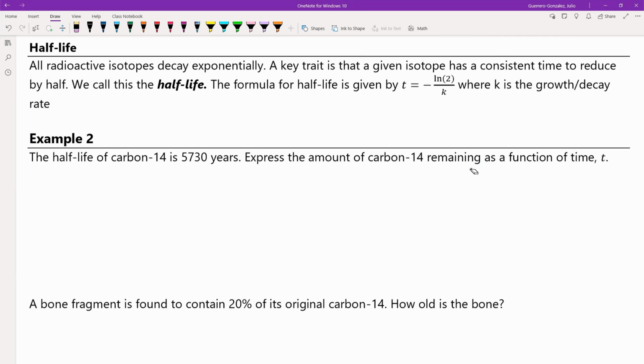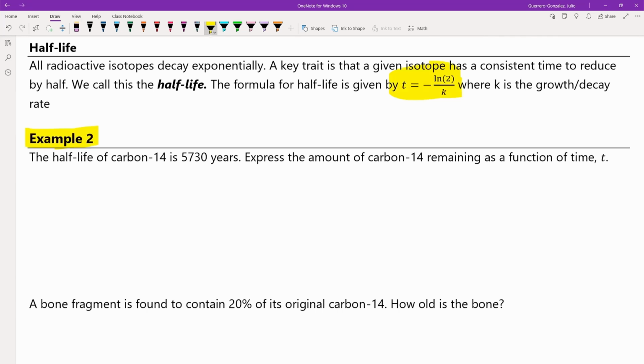In order for us to measure how much our radioactive substance is decaying into something else, we have this thing called a half-life. The formula for the half-life is this right here. In particular, this is going to be very helpful in having us find our k value. So it's a quick way to find our k value. Okay, so let me show you guys what I'm talking about.